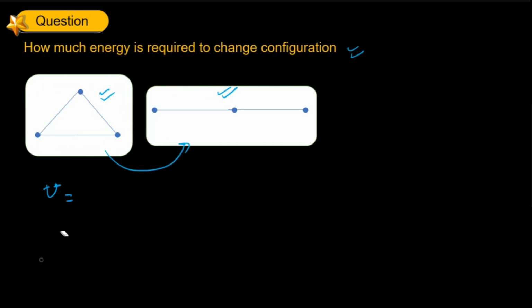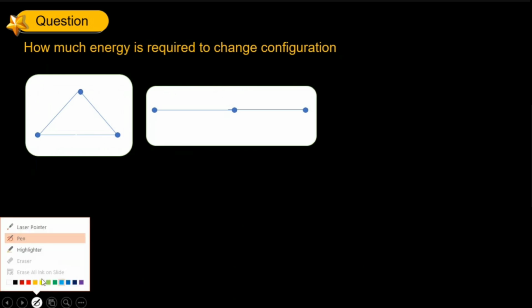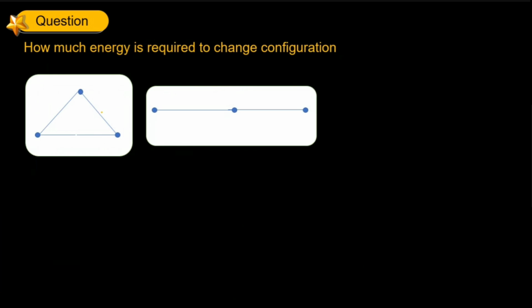Let's see this. Suppose we have the charges placed in this triangle configuration earlier on, and later on we just put them in a straight line. So how much energy is required to change the configuration? There must be some potential energy of the first system, and there must be some potential energy of the second system. What we can do is calculate the potential energy for both the systems and subtract it. So that much amount of energy is required to change the configuration. Is that good? Okay.